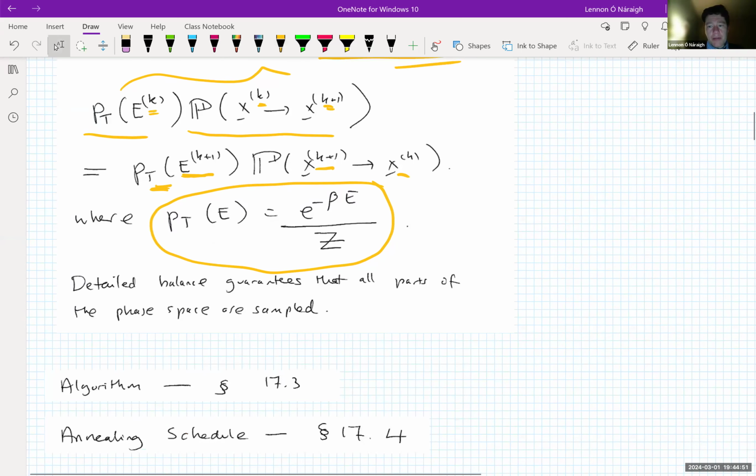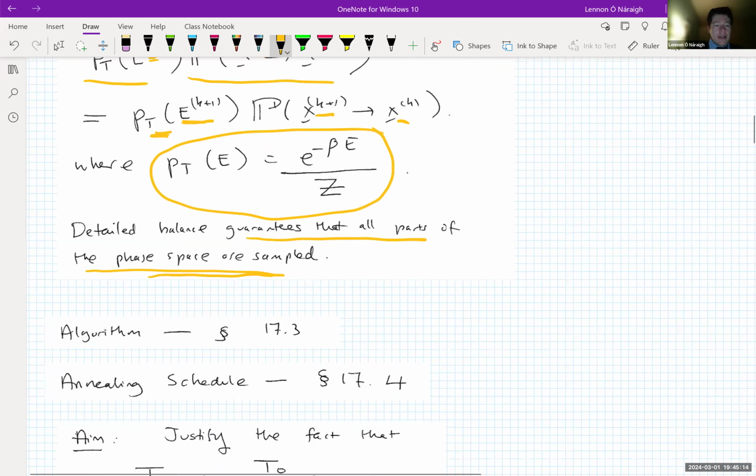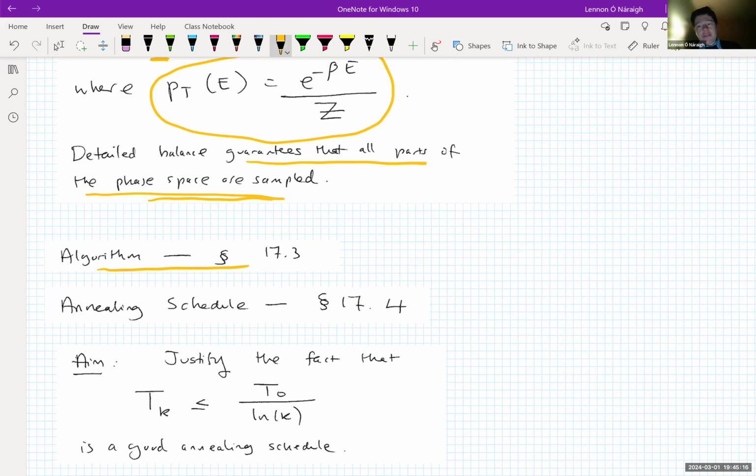This is a key property of the simulated annealing algorithm, and it guarantees that all parts of the phase space are sampled. In other words, stepping through the states like this, generating proposals, and then accepting them with a certain probability, guarantees that this process is ergodic, so all parts of the phase space are sampled. This sounds fairly abstract, but the algorithm for implementing this simulation is relatively straightforward, and it's given in the type notes in section 17.3.